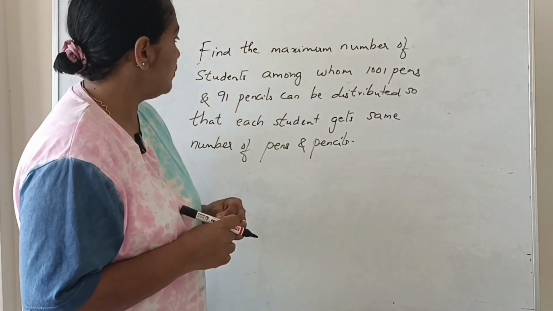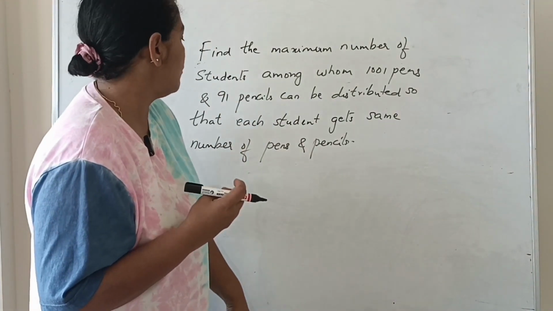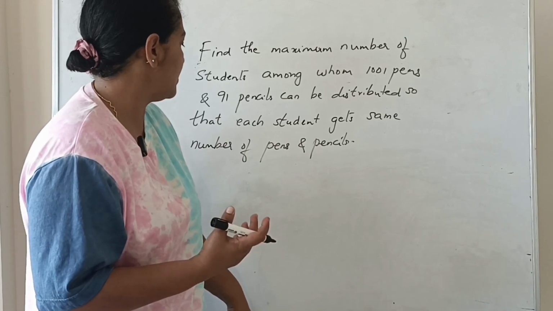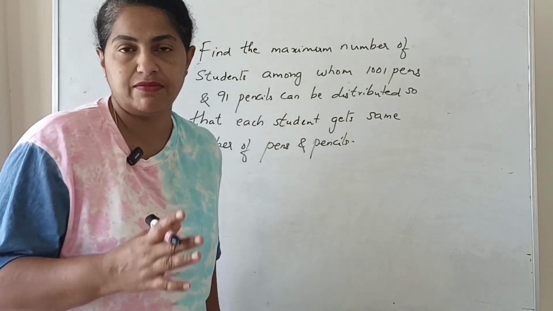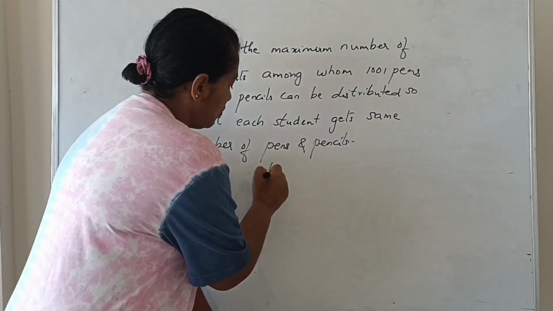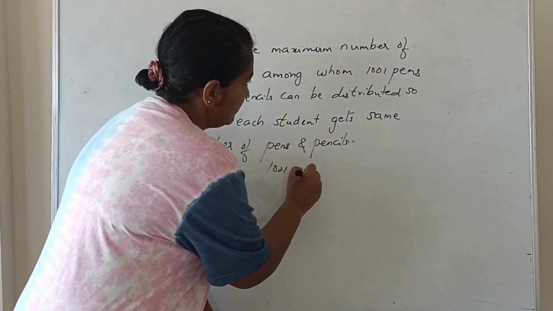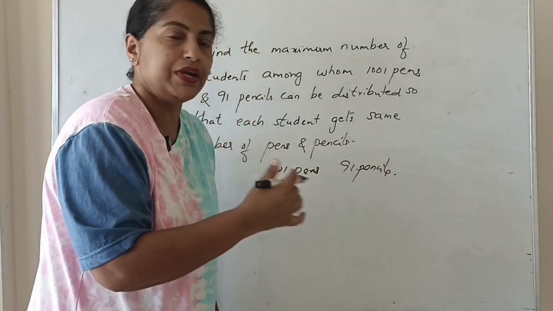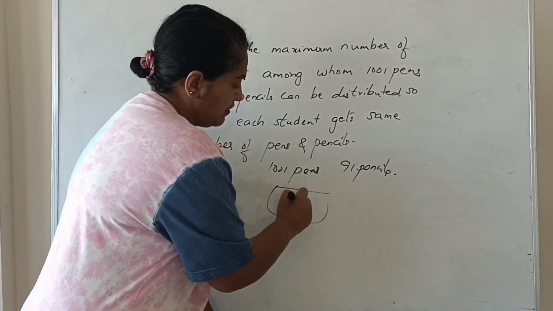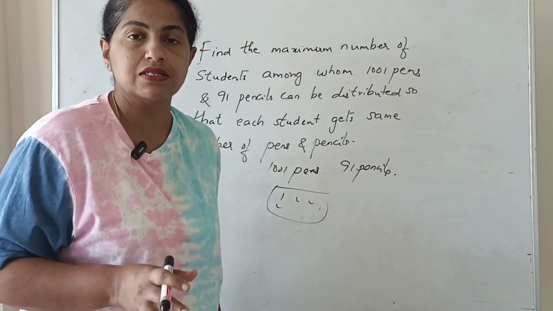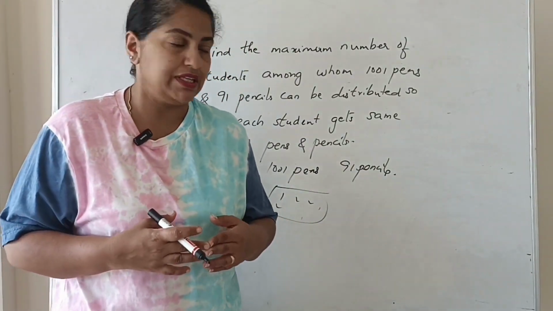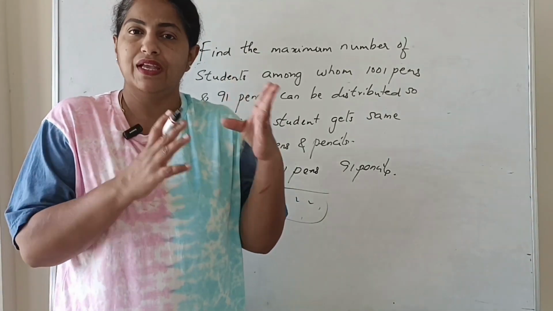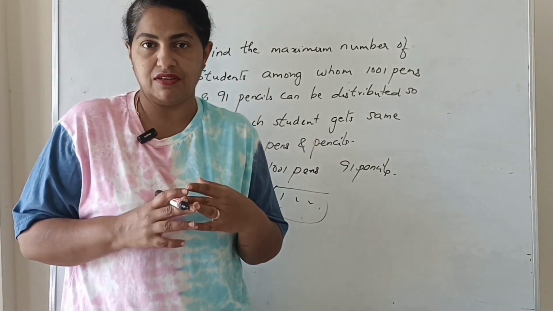Find the maximum number of students among whom 1001 pens and 91 pencils can be distributed so that each student gets the same number of pens as well as pencils. So there are 1001 pens and 91 pencils. Now this has to be distributed among a class of students. So there are many students in this particular class. So we have to divide it in such a way that each student gets an equal number of pens as well as pencils. Now HCF or LCM is our main consideration.